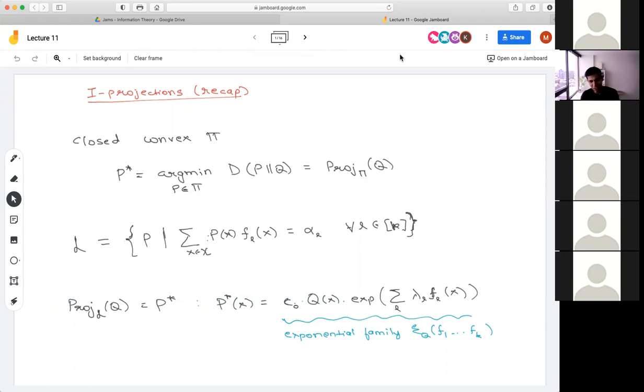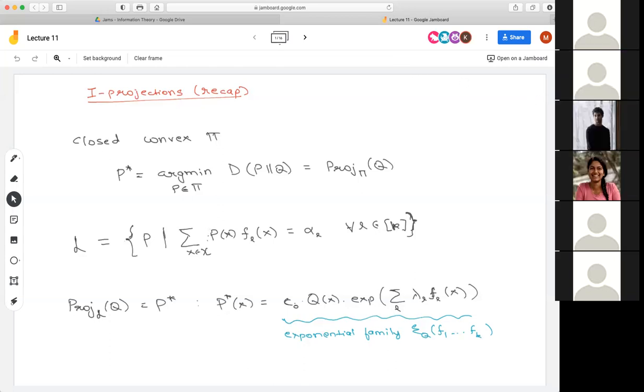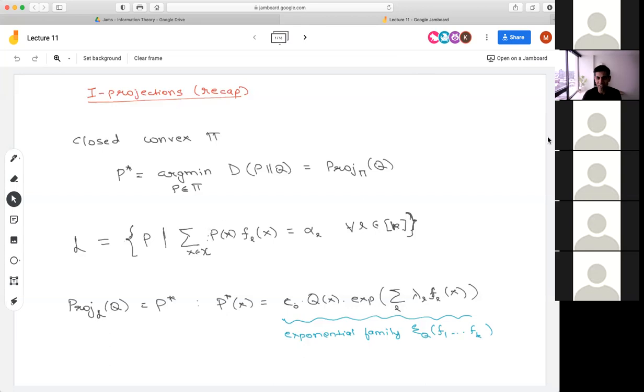And we proved this by example, considering the case of one function, but the proof generalizes: when you have a linear family, then the minimizer, or this function p star, has a nice form. In particular, it belongs to an exponential family, or rather, the probabilities are basically just scalings of the probabilities of Q, and the scaling only depends on each of these functions whose expectations you care about. Any questions about this before we proceed?